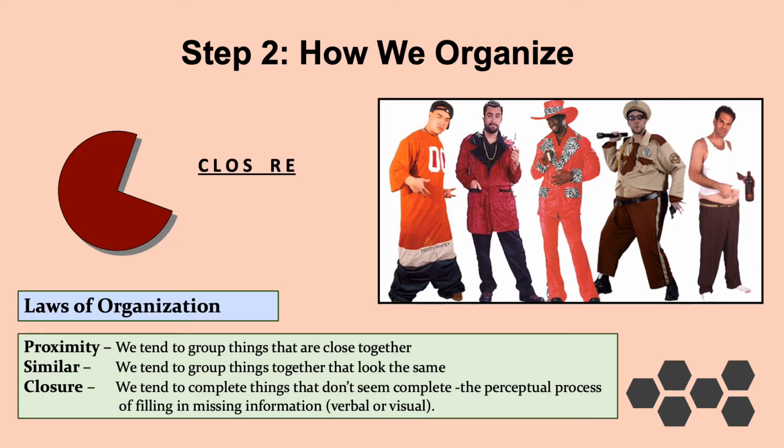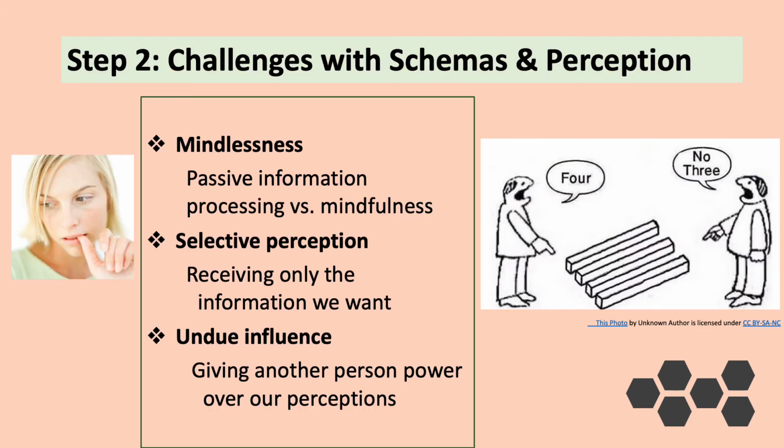You're also going to learn about how we organize. There's certain laws of organization. Again, a lot of this is subconscious, but some of it is conscious. You're going to learn some of the challenges that we face with our perspective. I love this cartoon. They think there's 4 logs here, and this person says there's 3. Are they both correct? So you're going to learn about mindlessness, how we are selective in our perception, and undue influence. So you'll want to check those out.